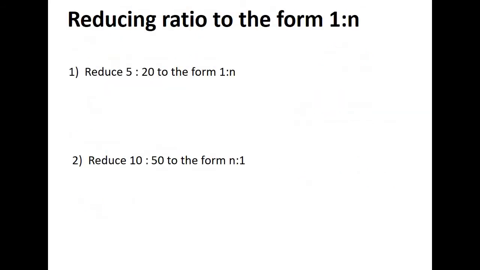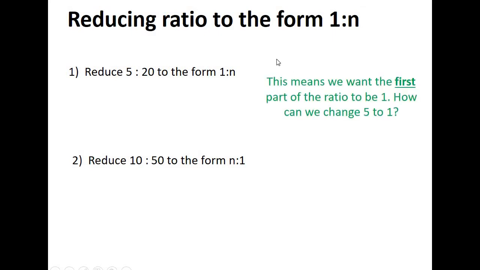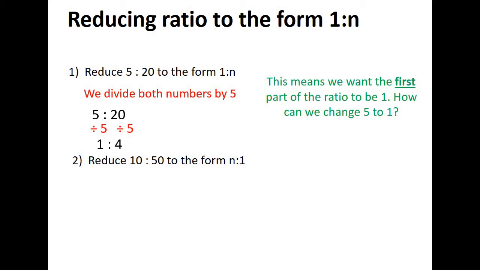Another skill that you need to know how to do is reducing a ratio to the form 1 to n, or in fact to the form n to 1. Sometimes the 1 is on the left, like in the first question, sometimes the 1 is on the right. So what they're asking you to do here is they want the first part of the ratio, the 5, to become a 1. To get from 5 to 1, we would divide by 5. So we need to do the same on this side. We're going to divide by 5 to make that first number 1. We do the same on the right hand side, which gives us 1 to 4.